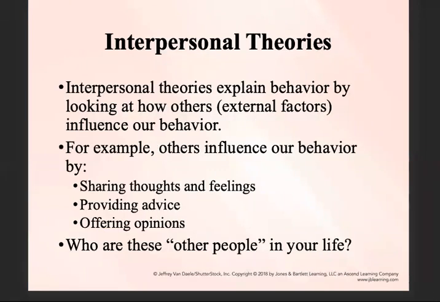Interpersonal theories explain behavior by looking at how others, so these are external factors, influence our behavior. An example might be others influence our behavior by sharing thoughts and feelings, providing advice, offering opinions. So who are these other people in your life? Are they close friends? Are they teammates? Are they family members? Are they workplace colleagues? What are the thoughts and feelings that they share with you? Do they provide advice? Do they offer opinions? When we're thinking about that kind of behavior change, we're going to use interpersonal theories as more of a construct.